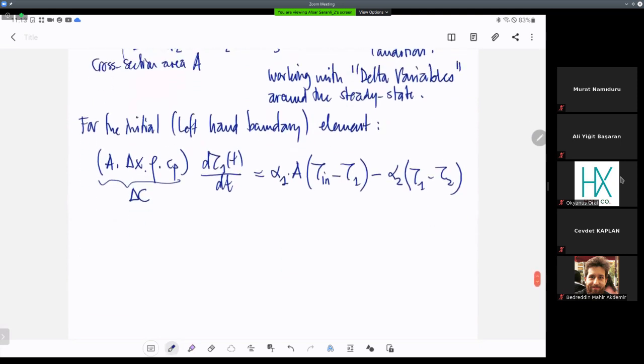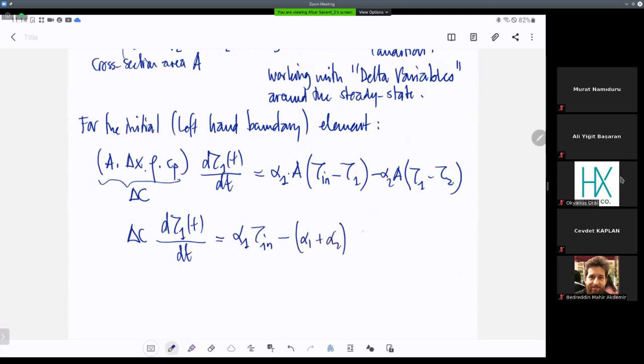If I rearrange this, I have delta C d tau 1 of T over dt is equal to, if I expand that, alpha 1, I will start with alpha 1. There should be an area next to alpha 2. Yes, you are right. Alpha 2 A. Alpha 1 tau in minus alpha 1 plus alpha 2 times tau 1 plus alpha 2 times tau 2.